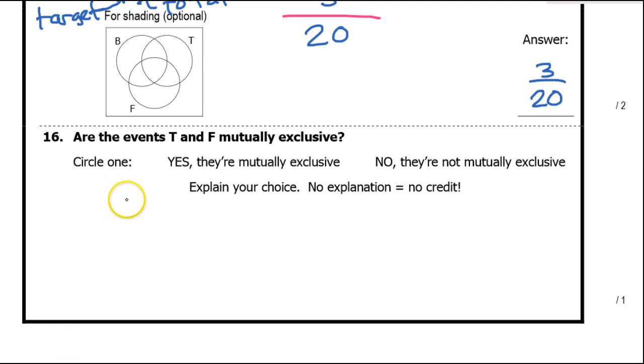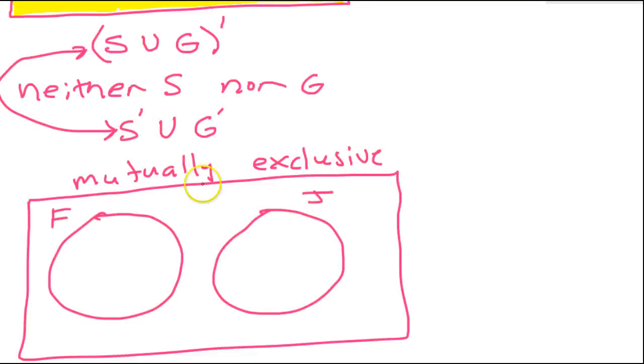All right, at number 16, they want to know, are events T and F mutually exclusive? Remember, T stands for playing tennis, and F stands for playing football. So are those mutually exclusive? Mutually exclusive means there is no overlap between the sets. For example, if one set is being a freshman and one set is being a junior, there's no overlap between those two sets. You can't be a freshman in high school and also a junior in high school at the same time. So those sets are mutually exclusive.